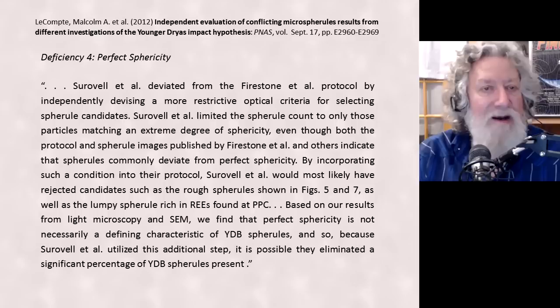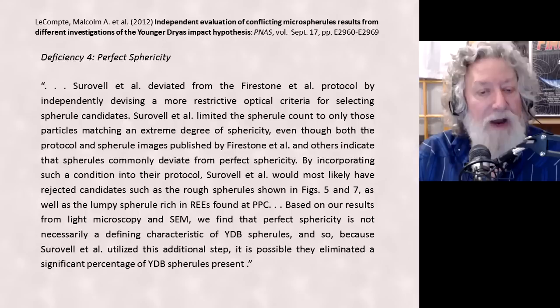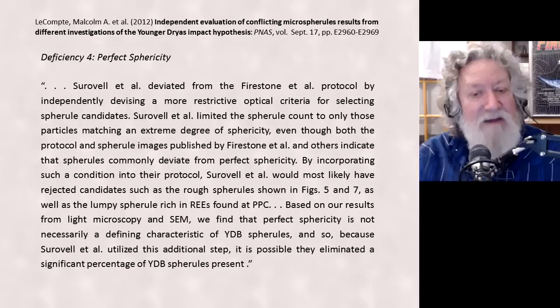Based on our results from light microscopy and scanning electron microscopy, we find that perfect sphericity is not necessarily a defining characteristic of Younger Dryas boundary spherules. And so, because Surovell et al. utilized this additional step, it is possible they eliminated a significant percentage of the Younger Dryas spherules present.